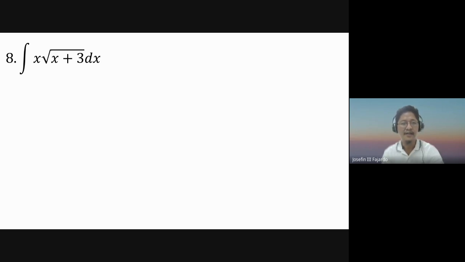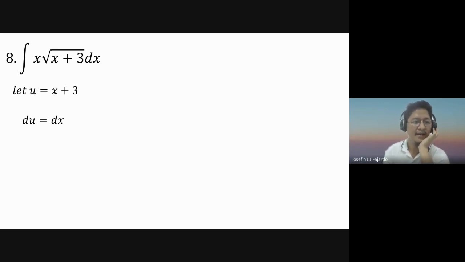From here, if I let u, in this case, be x plus 3, and then I get the derivative, what happens? This becomes du, and then dx is just du, right? Okay, so with this, we can consider replacing now our variables with this substitution.